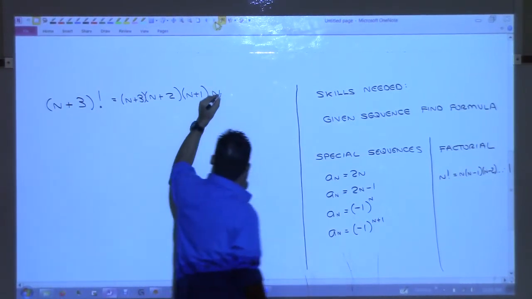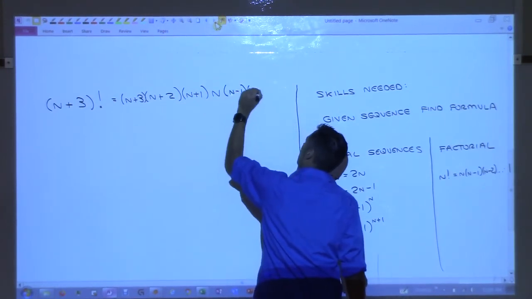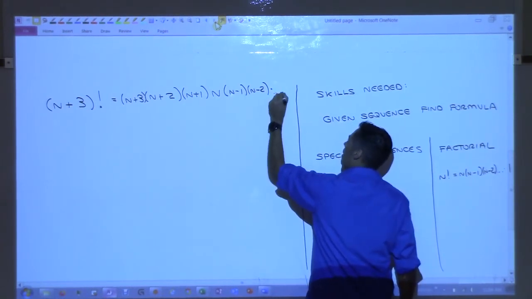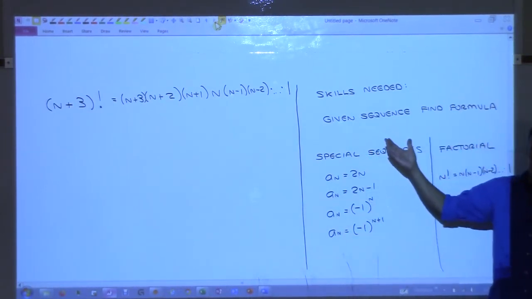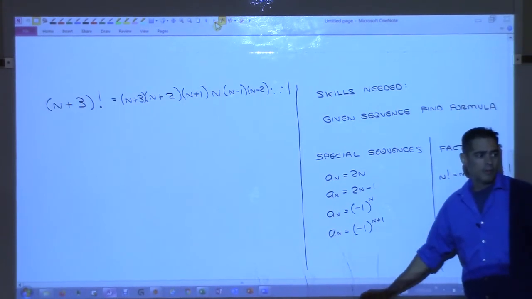So if I keep going, what would be the one after n? n minus 1, then n minus 2, and where do you stop? When you get to 1. So times dot, dot, dot, get to 1, we stop. Right, that's what that is? Yes, till you get to 1. You always get to 1.